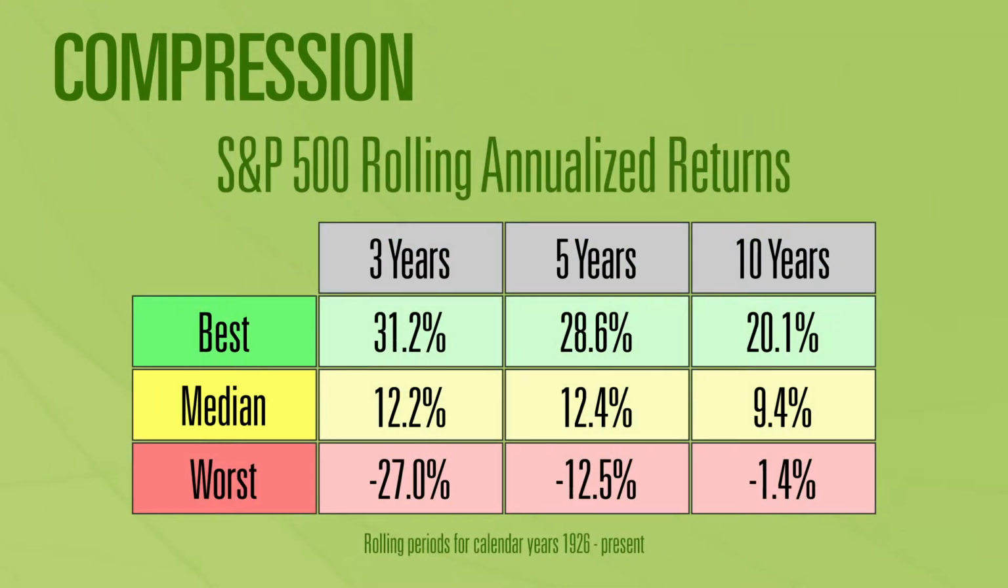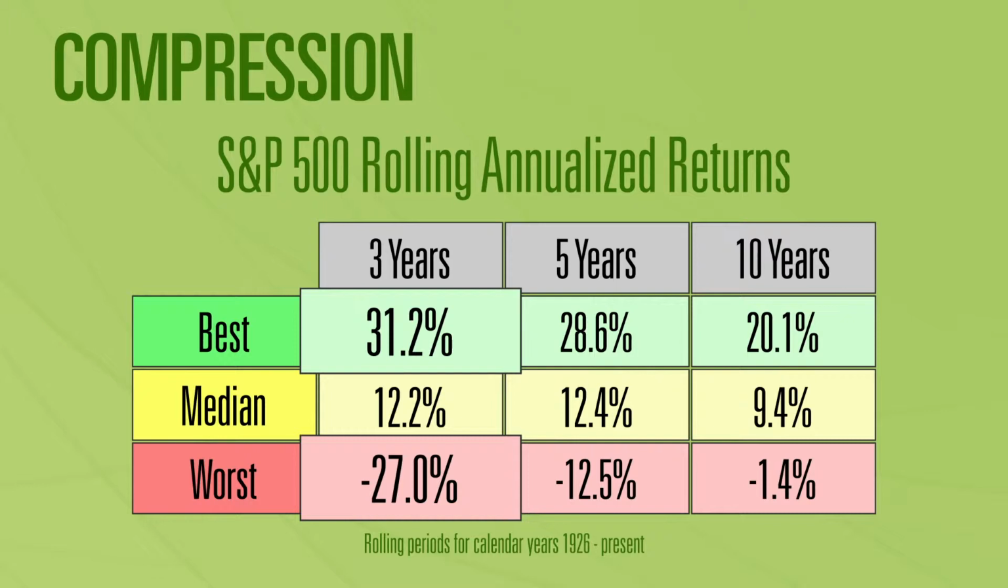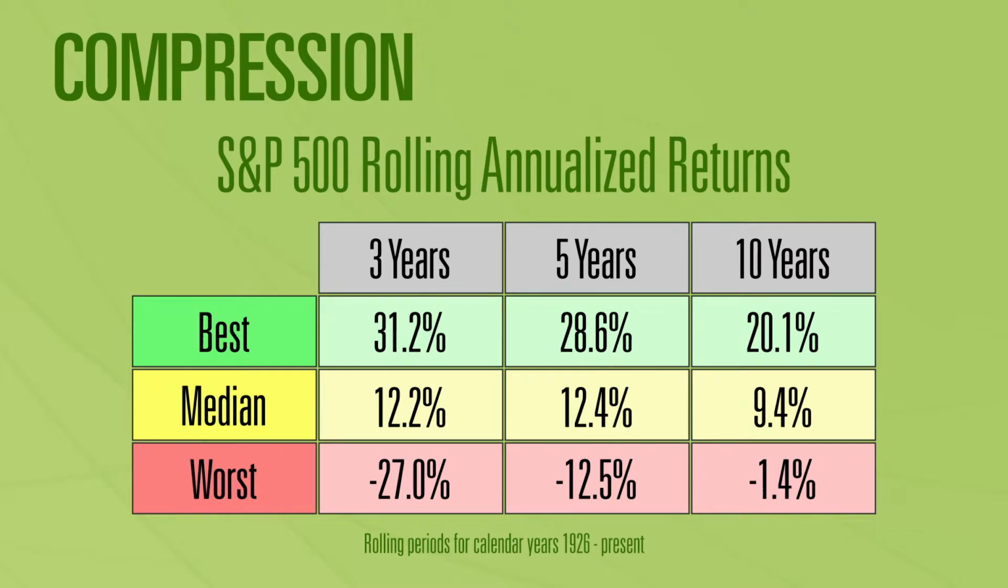This chart shows how the S&P 500 index performed over rolling 3-year time periods since 1926. The best 3-year period returned 31.2%, but a different 3-year stretch during the Great Depression had abysmal returns of negative 27%. Now, look at what happens if the investment period is extended to 10 years.